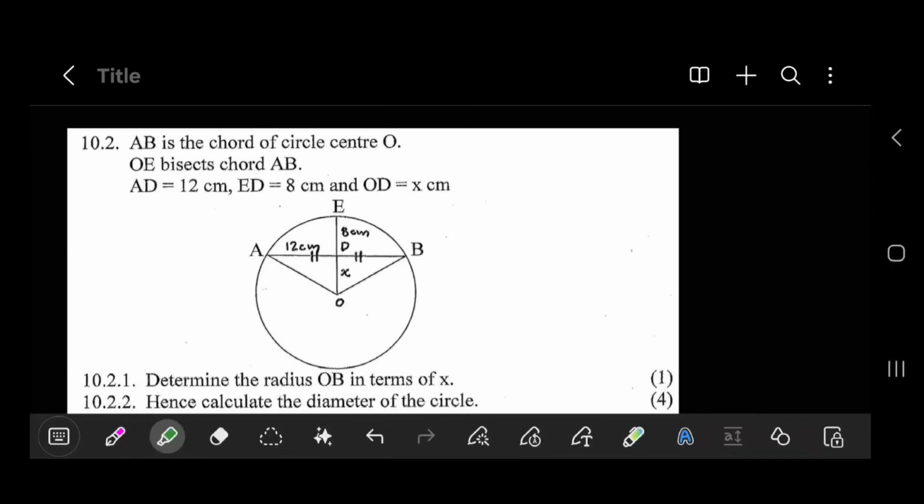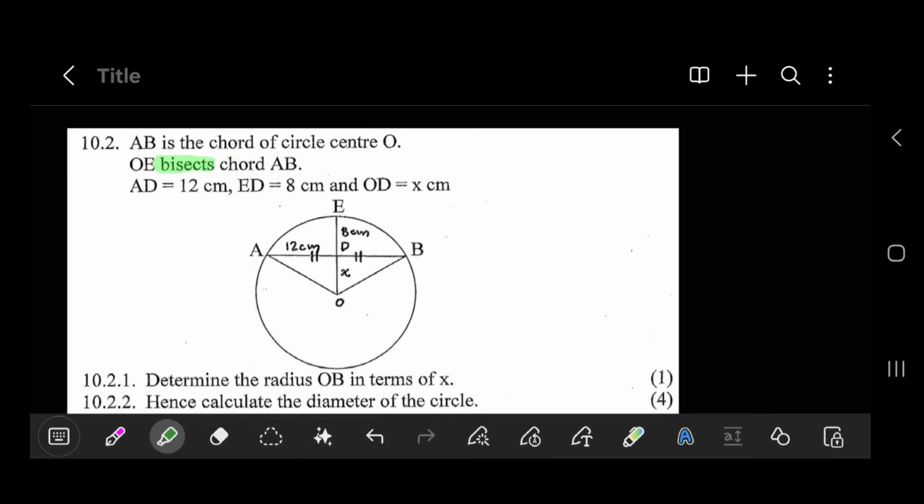Here is practice problem 6, part of Euclidean geometry, grade 11. This was taken from a past paper, question 10.2. It says AB is the chord of the circle with center O. OE bisects chord AB. Now let's just talk about the term bisect.